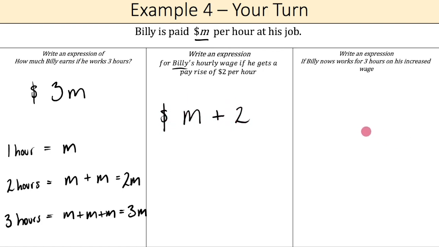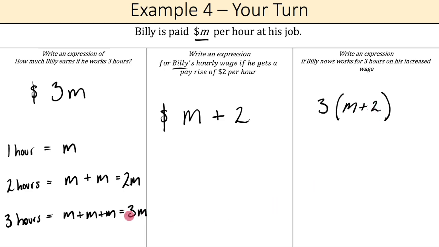Let's now answer this last question, which is asking us to write an expression if Billy now works for 3 hours on his increased wage. So his increased wage is M plus 2. And if he's going to work for 3 hours on it, we're going to multiply that by 3. Now, the reason why I've put brackets around M plus 2 is because I want to make sure that this 3 is timesing the result of it.